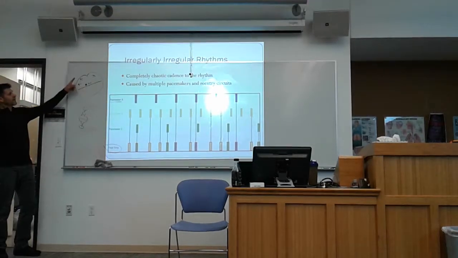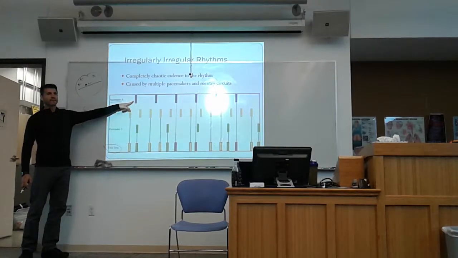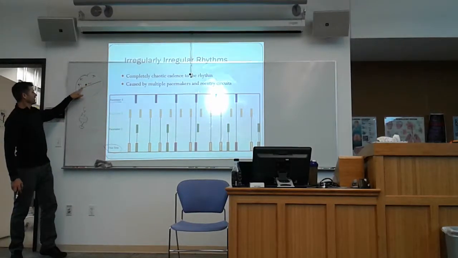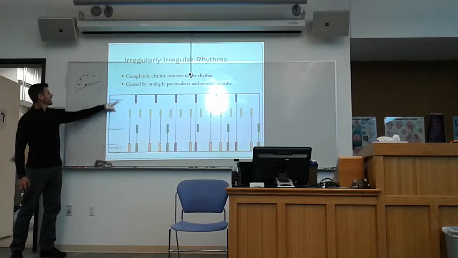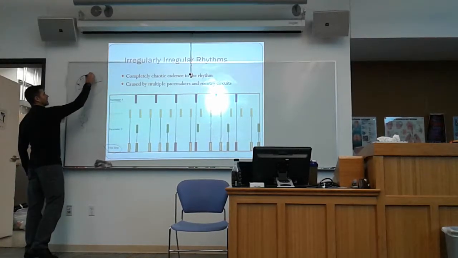So the SA node, let's say that the SA node is this blue one. Let's say that this one right here is this one. And this one right here is this one. So we've got A, B, and C.